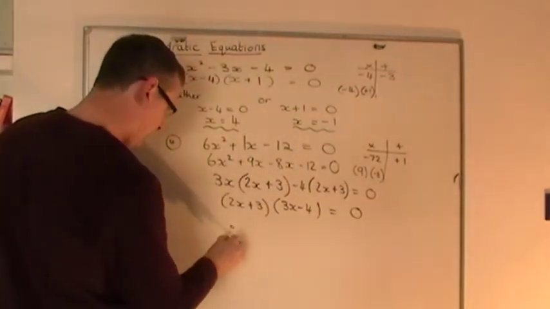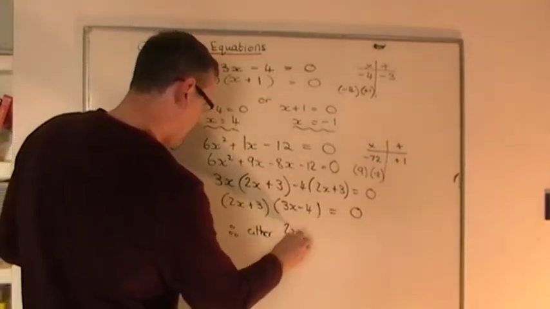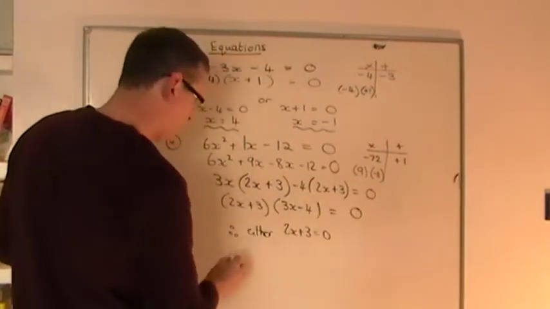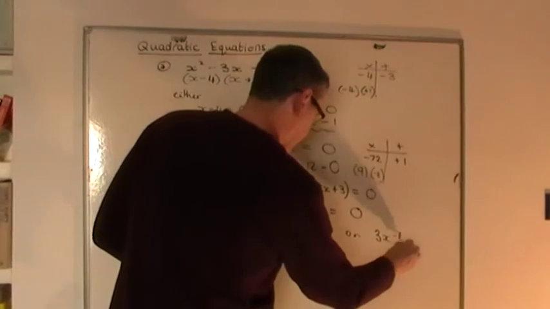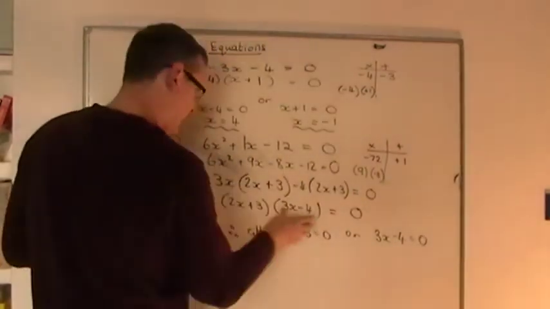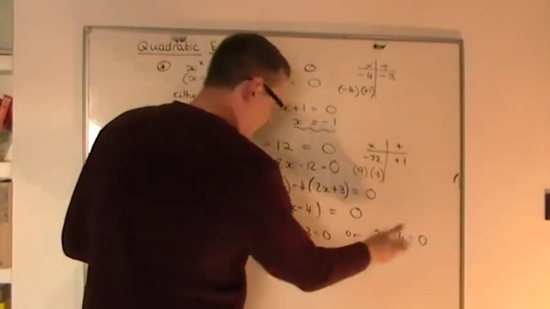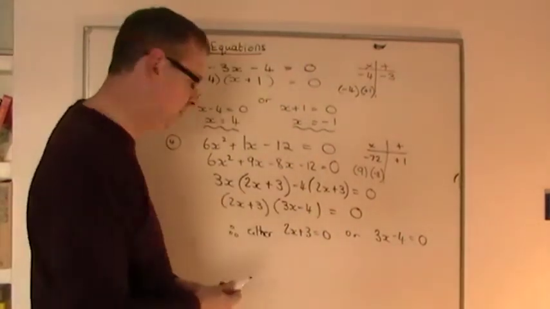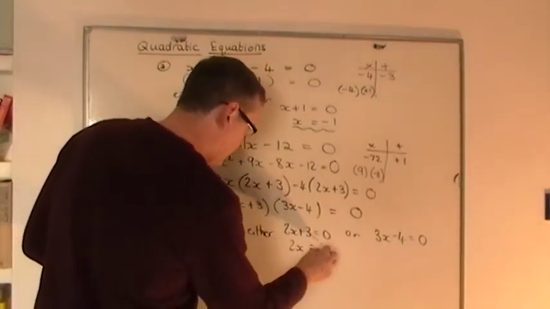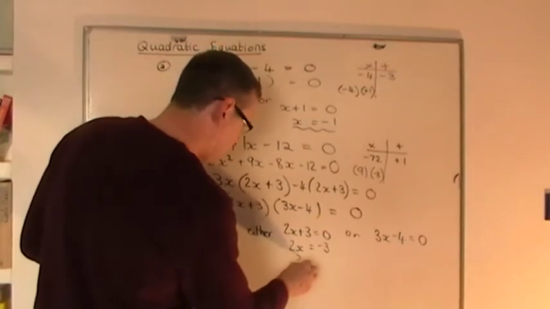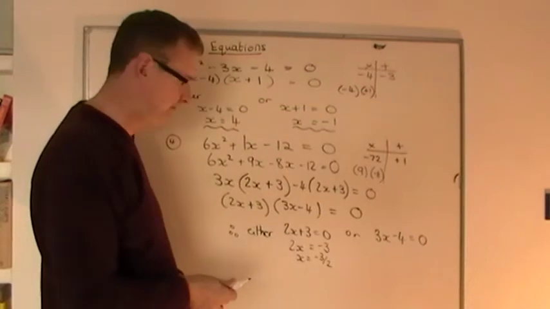And so therefore I can say that either 2x plus 3, the first bracket, equals 0, or I've got 3x minus 4, the second bracket, equals 0. Because I've got two things multiplied together to give 0, it must be true that either that is 0 or that is 0. It's got to be if they multiply to give 0. Well, solving this equation, leave the 2x alone, you get 0 minus 3, which is minus 3, share by 2, you get your first answer, x is minus 3 over 2.